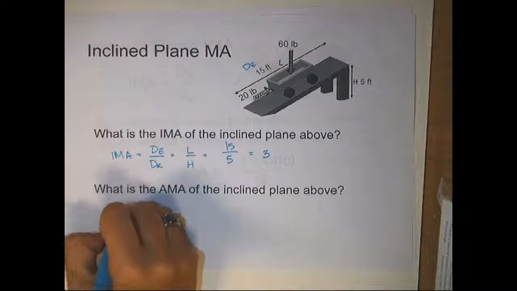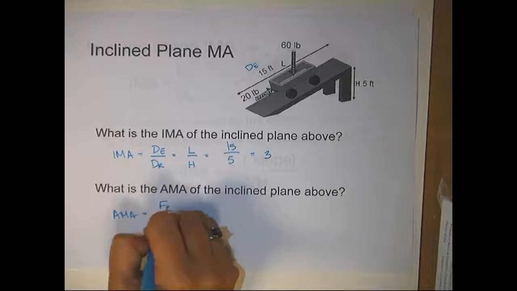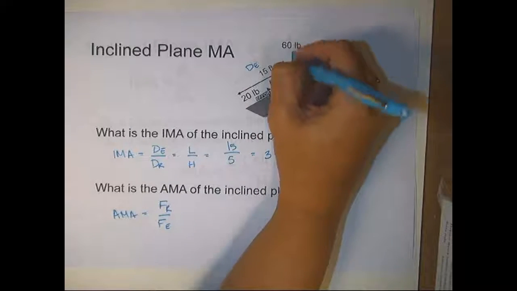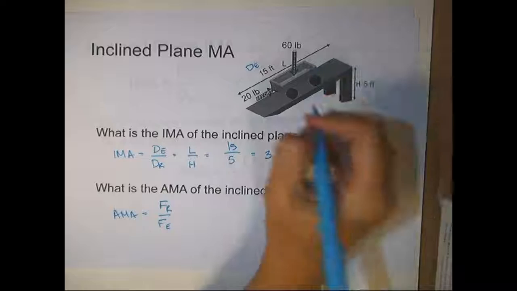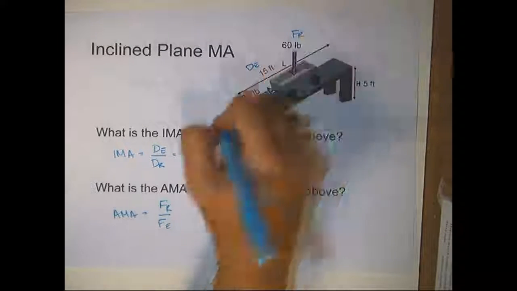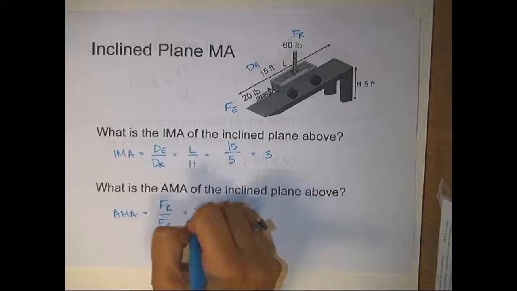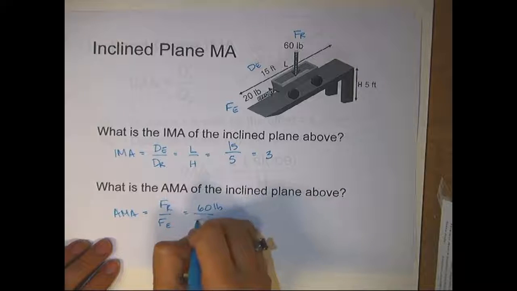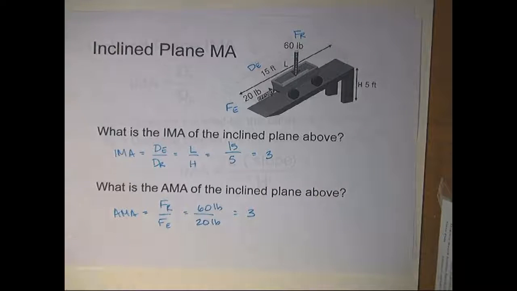Now AMA, very nice, it never ever changes. It's always FR over FE. Notice here my load is whatever's in the bucket that I need to be pushing up the ramp. And then my effort is I'm pushing it up the ramp. So this is my FR, and this is my FE. So FR is 60 pounds, FE is 20 pounds, giving us an AMA of 3.